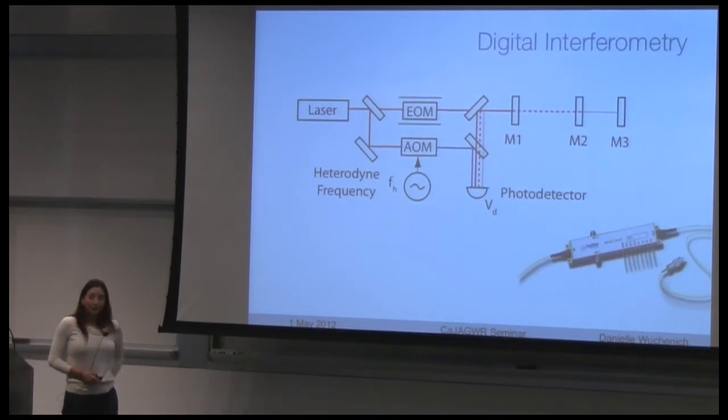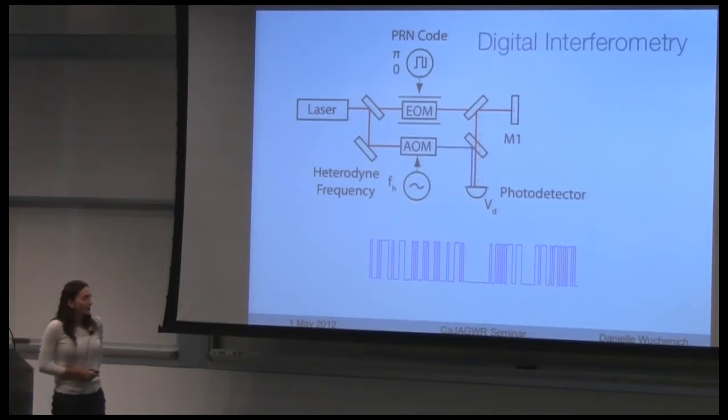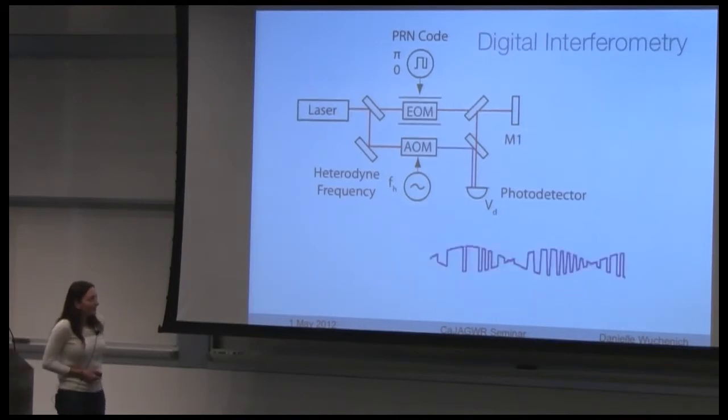This will produce a phase modulation, and you modulate the phase of the light with a pseudorandom noise code. It's a funny looking thing like this, and if we were to only focus on what that would look like at the detector, basically if we have just one mirror, let's say, and you do this PRN phase modulation onto the light, you get something that looks pretty gross.